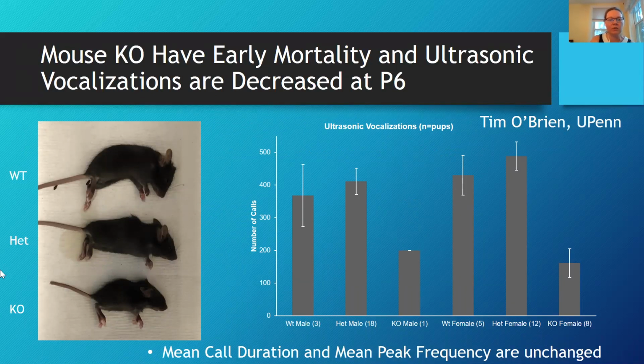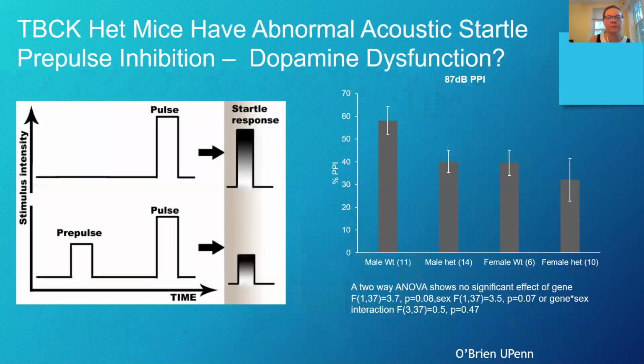We were able to show that it wasn't just that they were smaller. This is our wild type, heterozygous and knockout littermates. And you can see here that these vocalizations are significantly decreased. But it's not just from their small size. They can emit them for as long. The frequency and the duration is the same. So they just choose to make fewer noises.